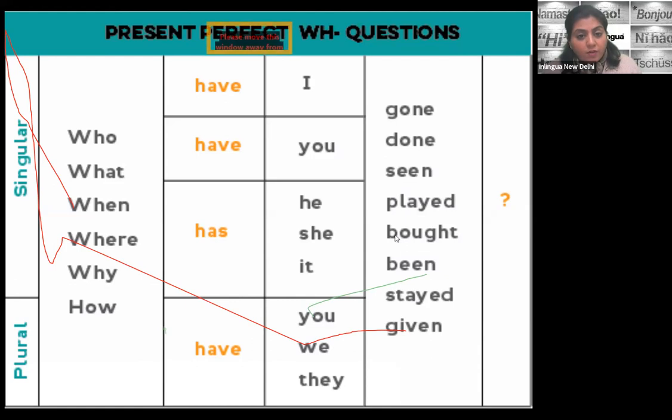done your homework? Why has she gone to the market? How have you, how have we, or how have you made a payment, cash or card? So whatever the sentence, your question word is the first word and the second word is the helping verb, the have or the has in this kind of question.